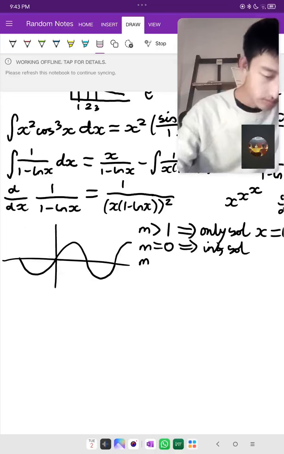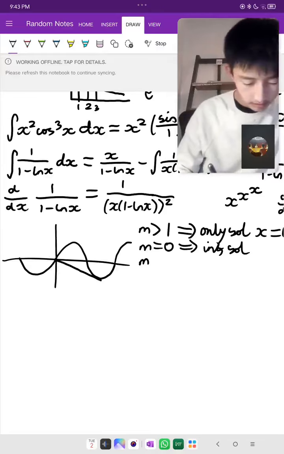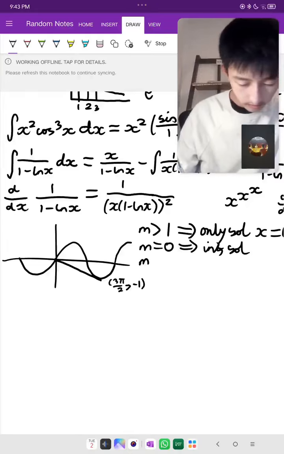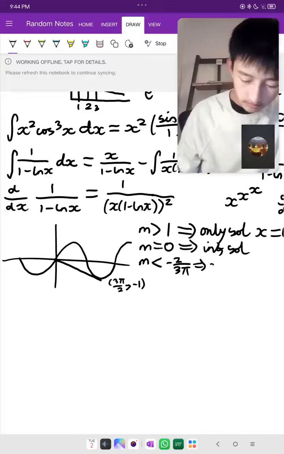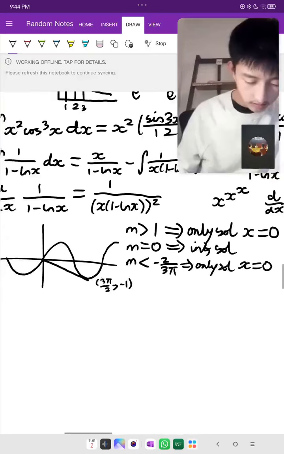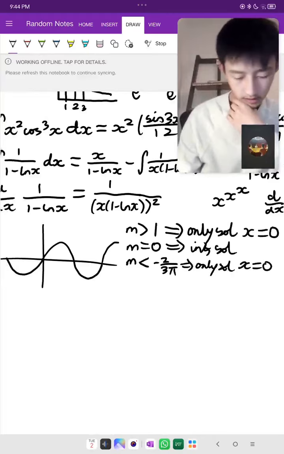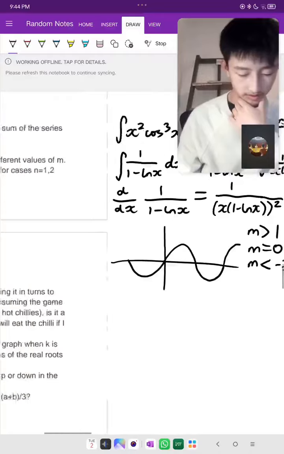So if m is less than 1, in fact, we now need m to be less than sort of this tangent. This point is 3 pi over 2 minus 1. So the gradient... So I think m needs to be less than minus 2 over 3 pi to get one solution. And I think, apart from these equality cases when we get two solutions, in most other cases it really depends on what m is to see what solutions we'll get.